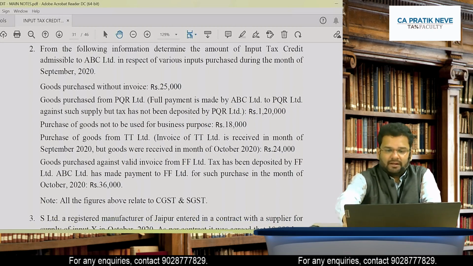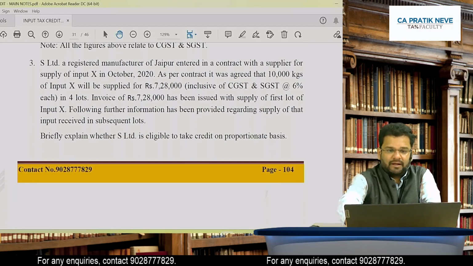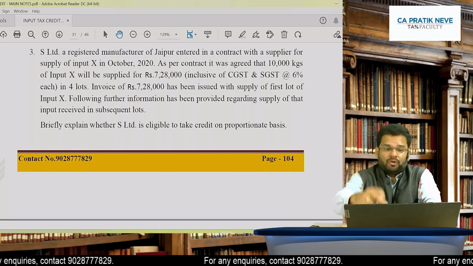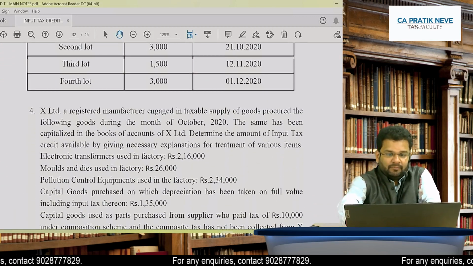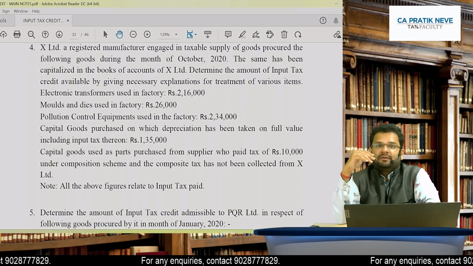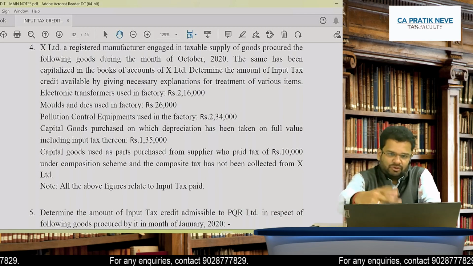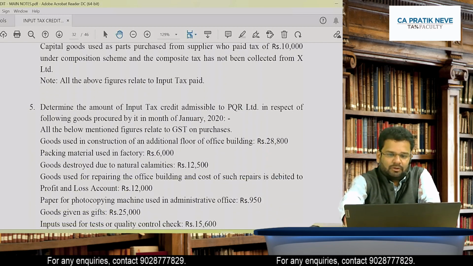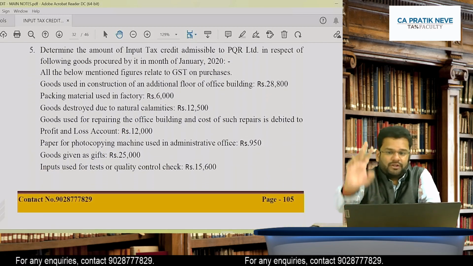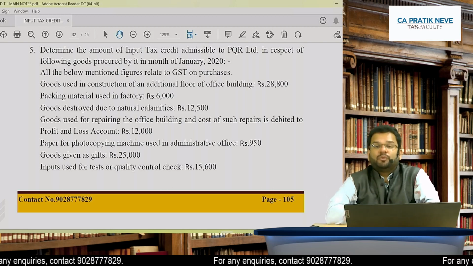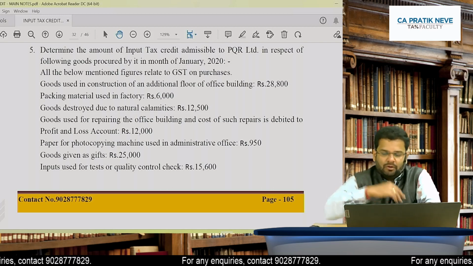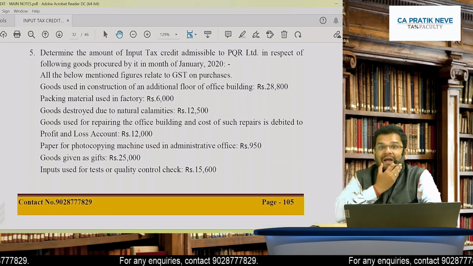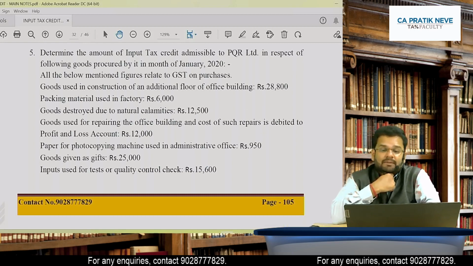I'm not doing the second question. It's very straightforward. You can try it. Third question also I'm not doing. You know, input tax credit. When you receive inputs in lots, you know that you can claim ITC only on receipt of the last lot of input. Go to the fourth question. Sorry, fifth question, not fourth, fifth question. On page 105, go to the fifth question and tell me how much ITC can be claimed.